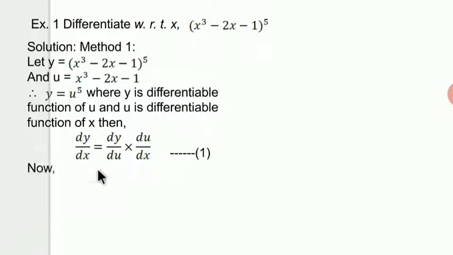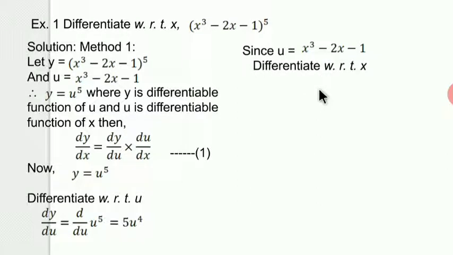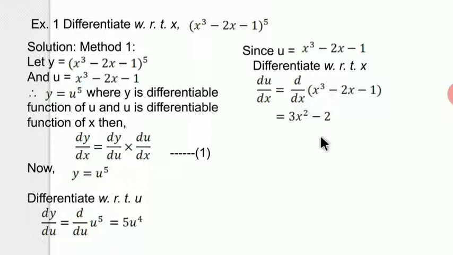Now y is equal to u raised to 5. So differentiating with respect to u, we get dy by du is equal to d by du of u raised to 5, and the derivative of u raised to 5 with respect to u is 5 u raised to 4. Now since u is equal to x cube minus 2x minus 1, differentiating with respect to x we get du by dx is equal to d by dx of x cube minus 2x minus 1, and its derivative is 3x square minus 2.